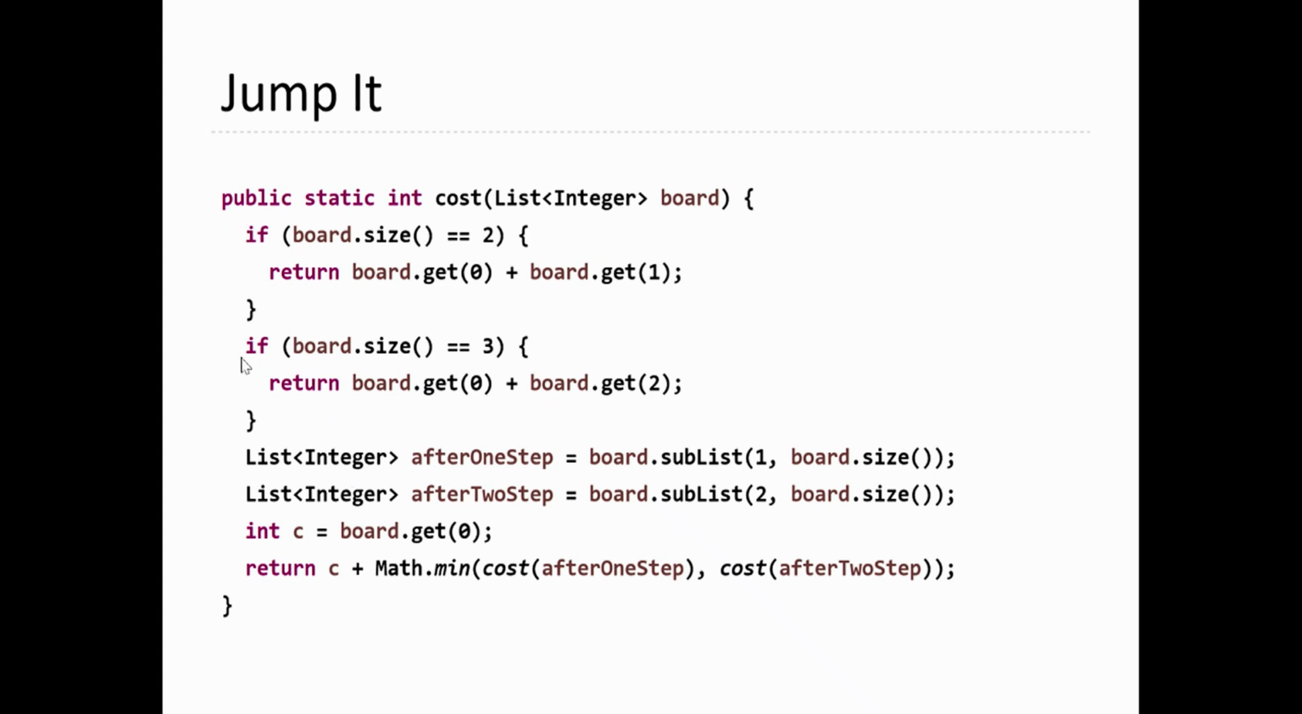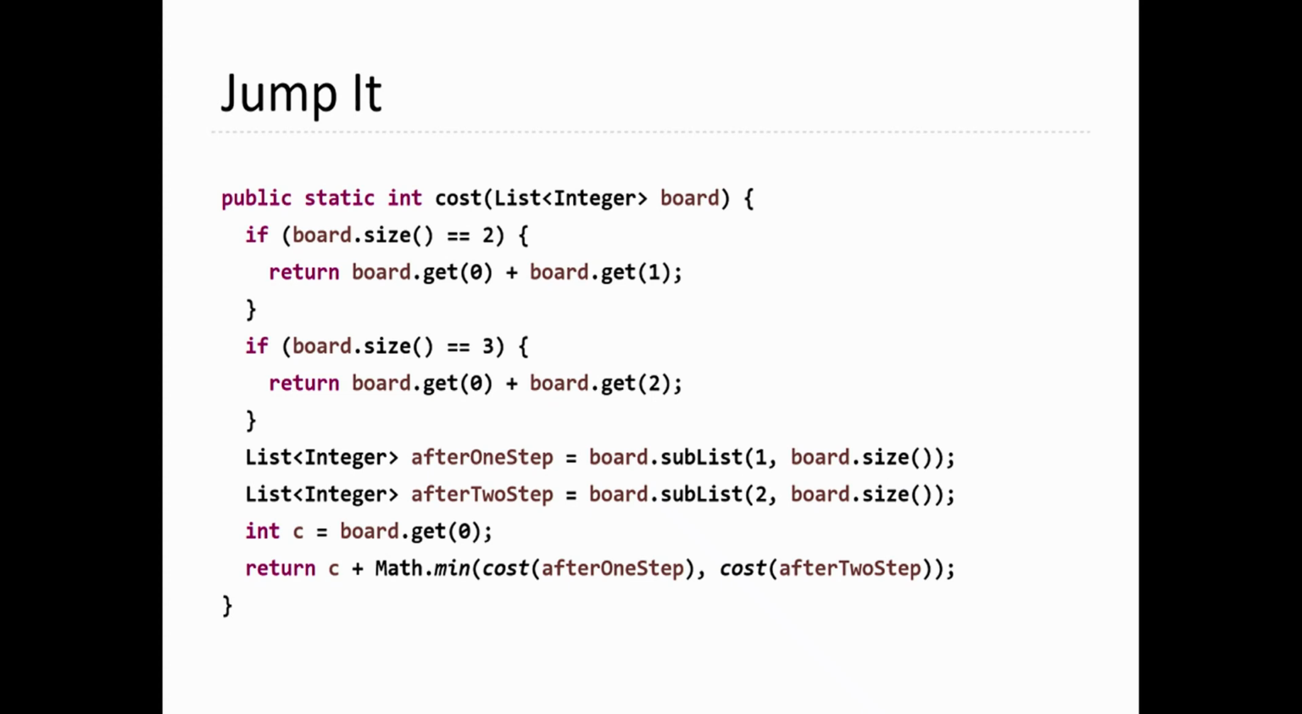So here are my 2 base cases. Now, if neither of those base cases are true, I reach this point in the algorithm. So what I need to get is the board after 1 step, that's the board after taking 1 more step. Now how do I get the board after taking 1 more step? Well, I've got this handy method called sublist. Remember what sublist does? Sublist gives me the part of the list starting at index 1, going to the end of the list.